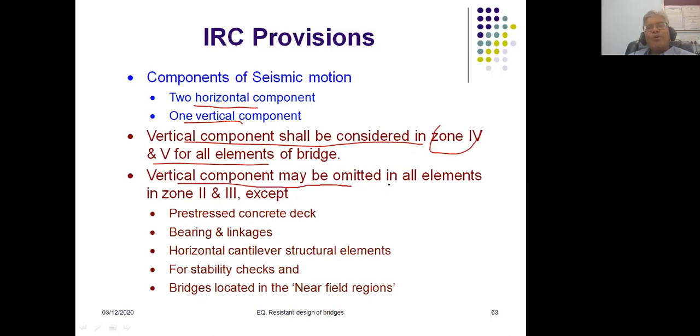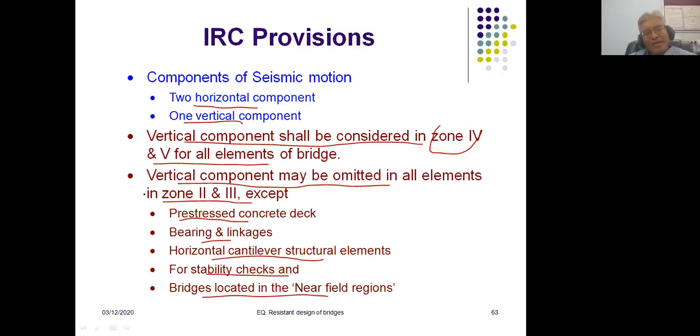Vertical component may be omitted in all elements in zones 2 and 3, except, so in zones 2 and 3 also, you need to consider the vertical component, particularly for prestressed bridges, bearings and linkages, horizontal cantilever structural elements, stability checks, and bridges located in the near field.